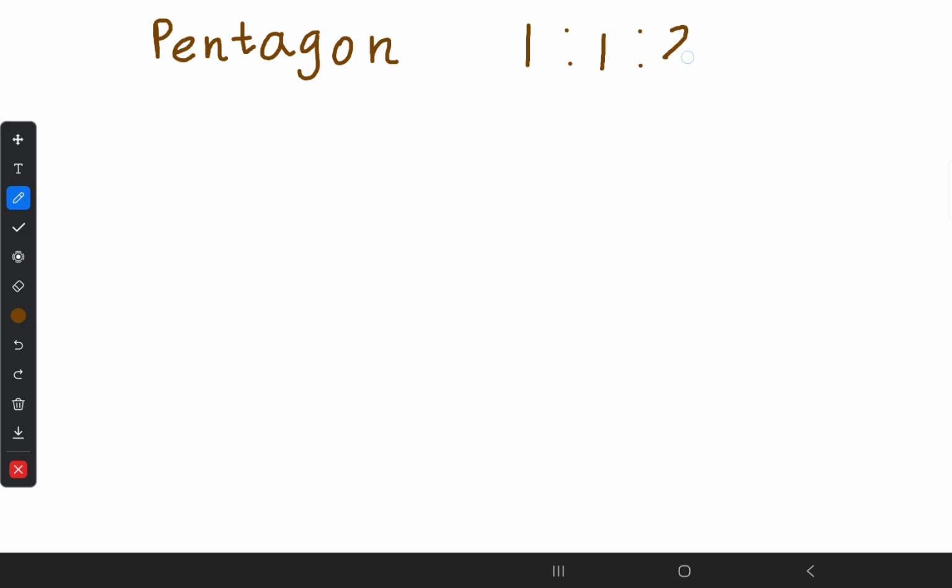The data says there are 5 angles in a pentagon, no, pentagon means it should have 5 angles. The ratio between the exterior angles of a pentagon is given as 1, 1, 2, 3, 3.